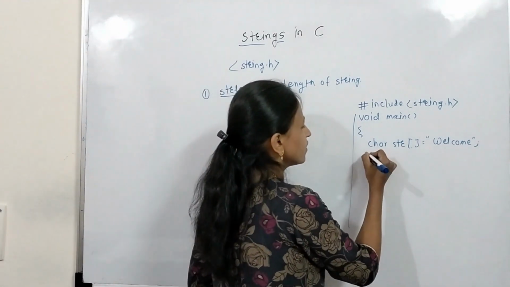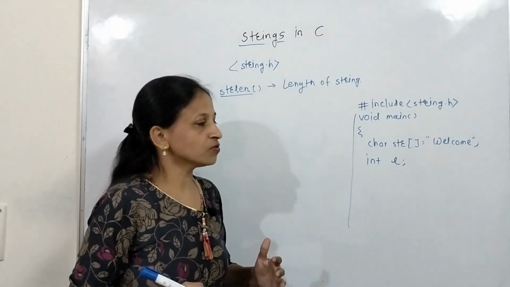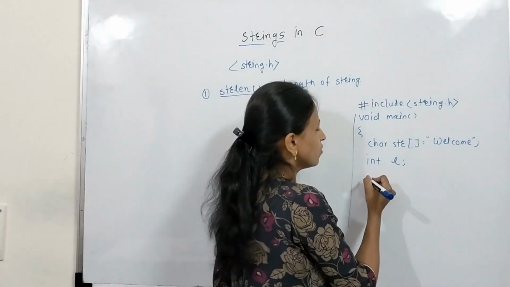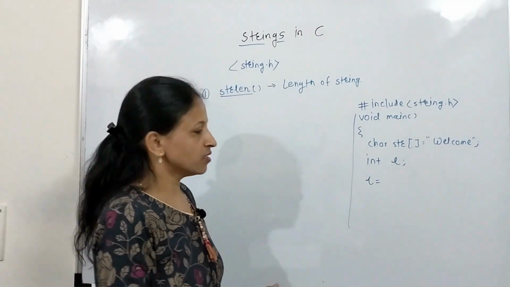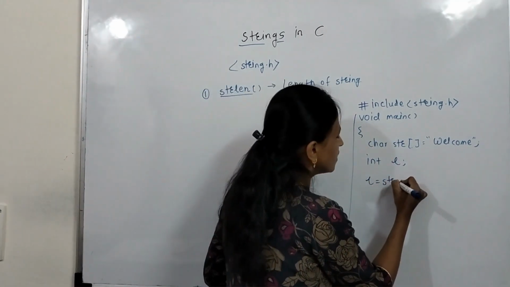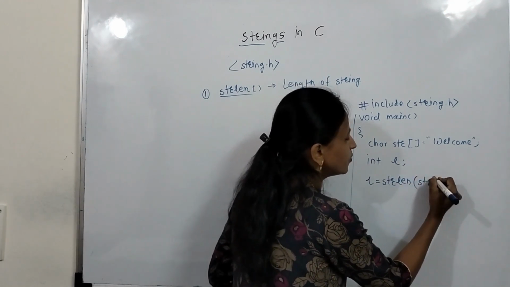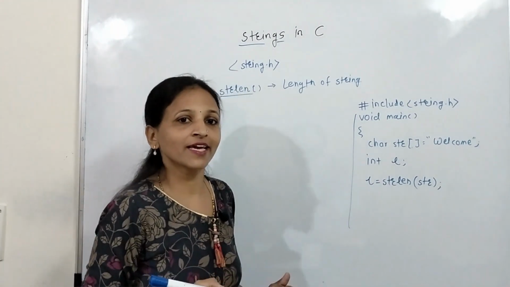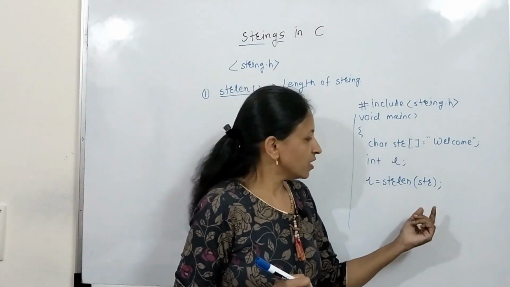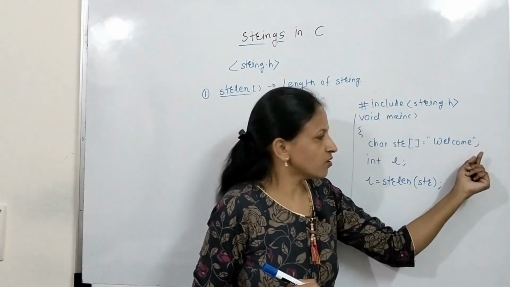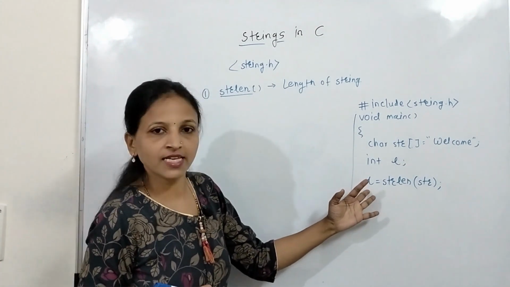For that we will declare one integer variable, let's say L. Now inside that L I want to calculate the length of this string. Just use that inbuilt function, strlen. In brackets we write the name of that string, meaning the name of that character array, that is str. Now what will happen here? It will calculate how many characters are there. Here 7 characters are there, and it will return that value 7 and store it inside L.